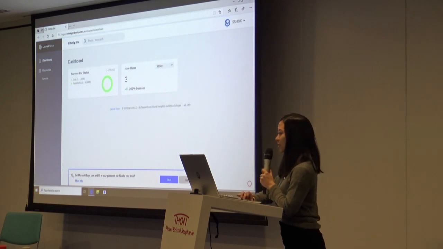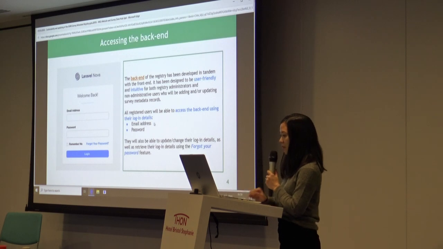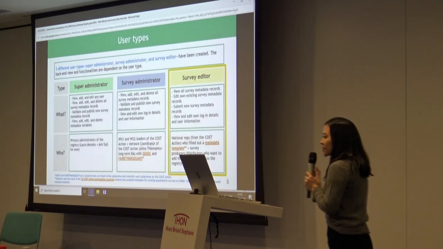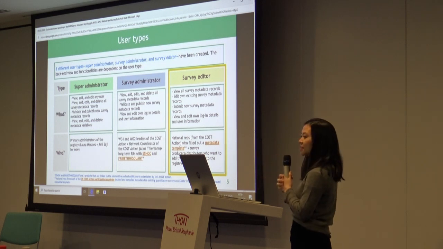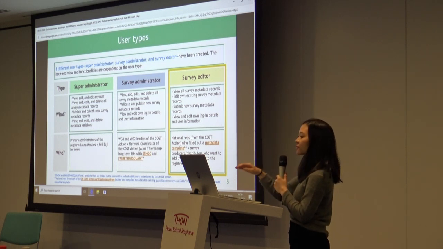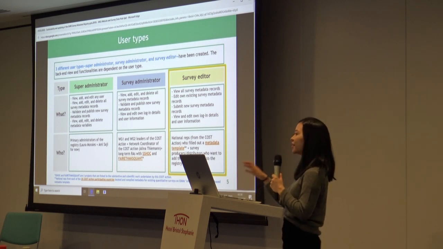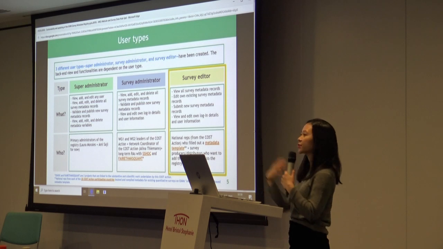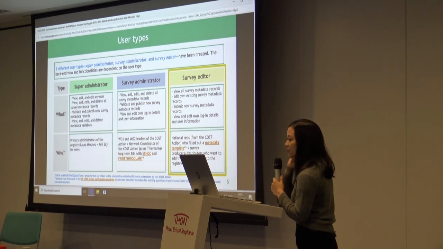So that is what it looks like once you log in. As I explained, there are different types of users, and just for our purposes, they are super administrator, survey administrator, and survey editor. They're quite confusing. You don't have to remember these user types, but it's just to be transparent with you that we've thought about the different levels based on the types of users we have.